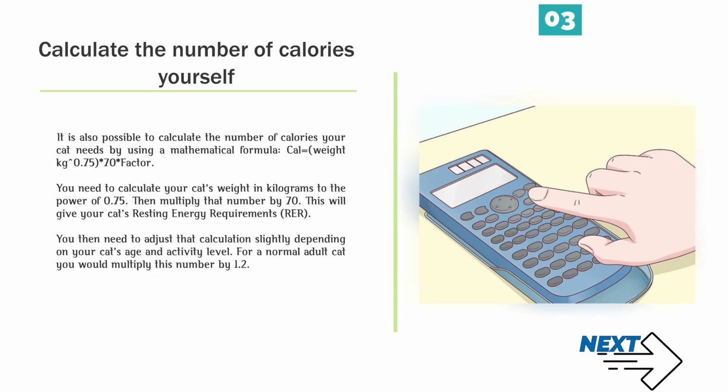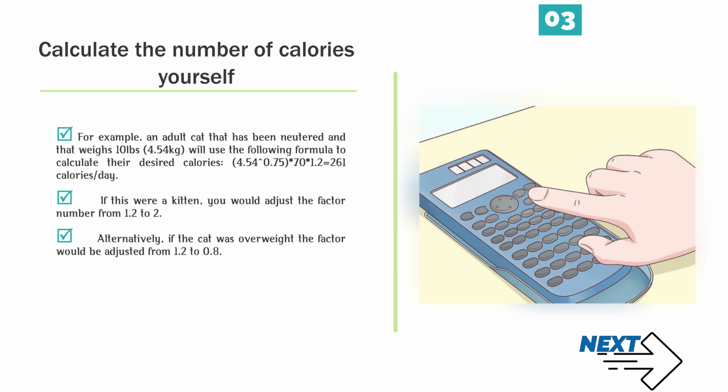You then need to adjust that calculation slightly depending on your cat's age and activity level. For a normal adult cat you would multiply this number by 1.2. For example, an adult cat that has been neutered and that weighs 10 pounds (4.54 kilograms) will use the following formula to calculate their desired calories: 4.54^0.75 × 70 × 1.2 equals 261 calories/day.